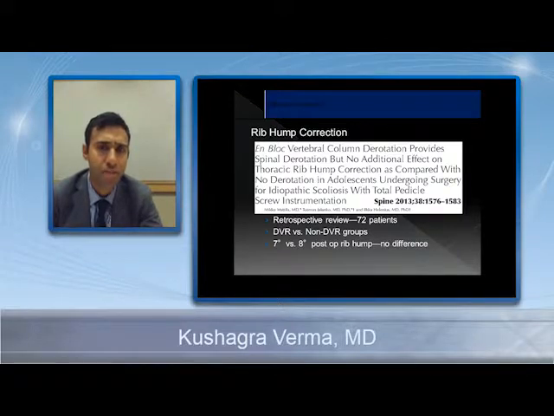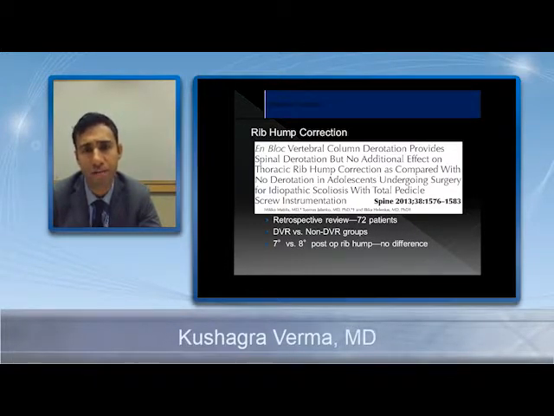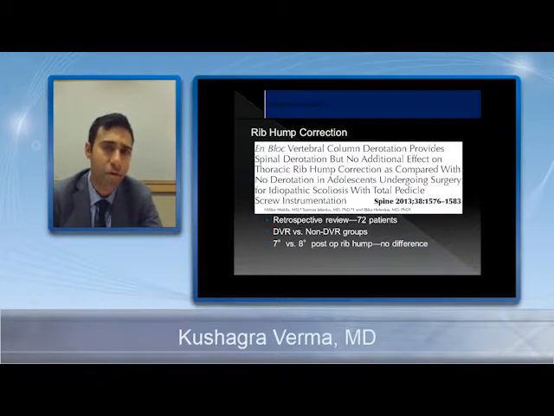And I touched on this, that to date, this vertebral body derotation hasn't been shown to actually decrease the rib hump. And I think part of the reason is because there's a lot of variability in how big a rib hump is and how well we're able to measure a rib hump. But anecdotally and in my experience, I think direct vertebral body derotation creates a much better cosmetic result.